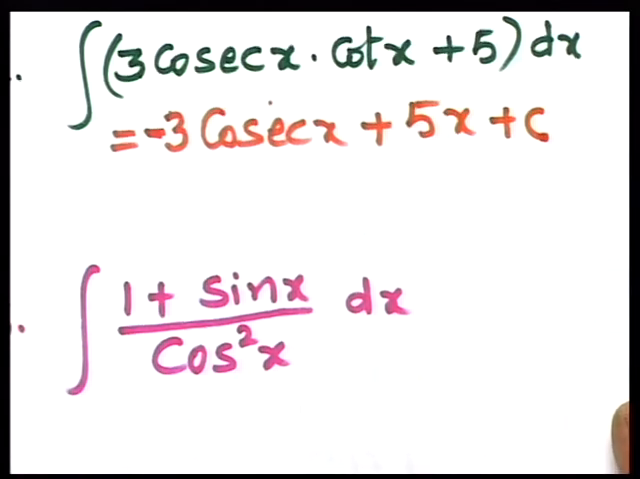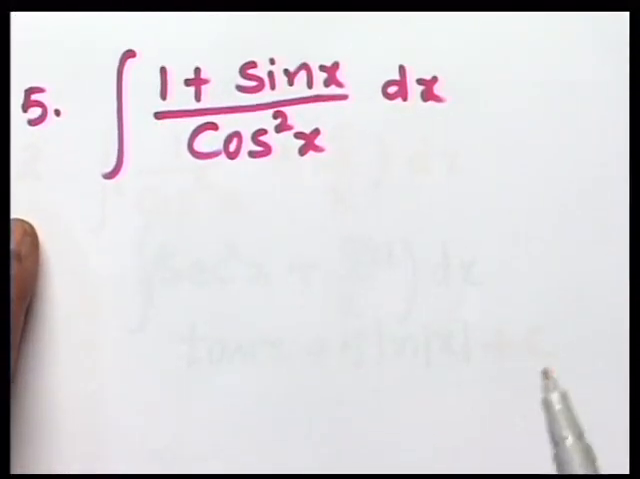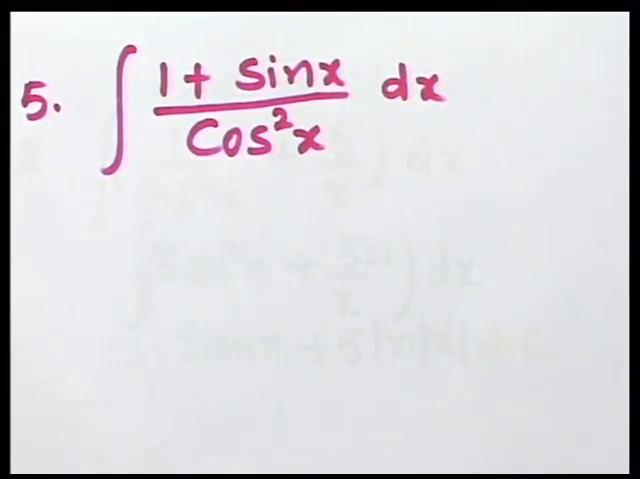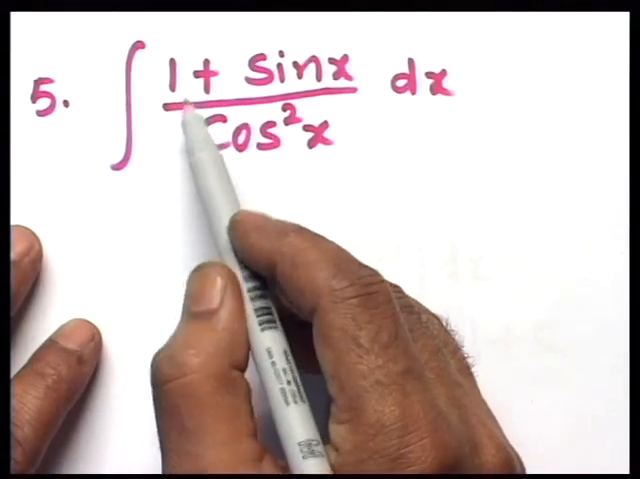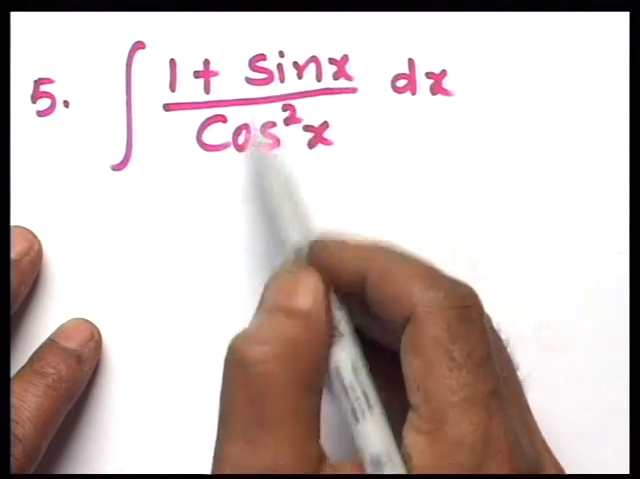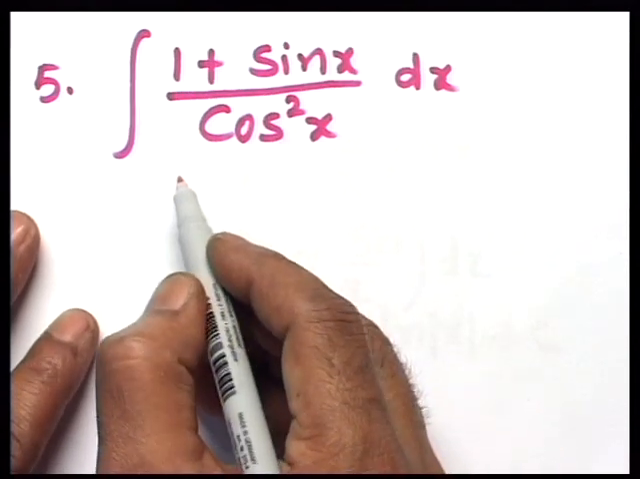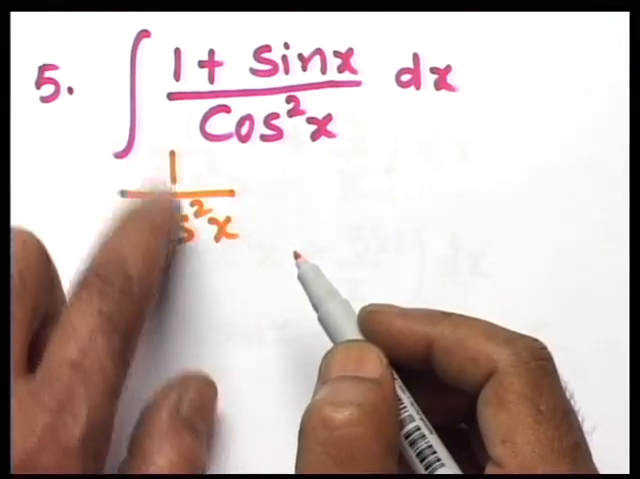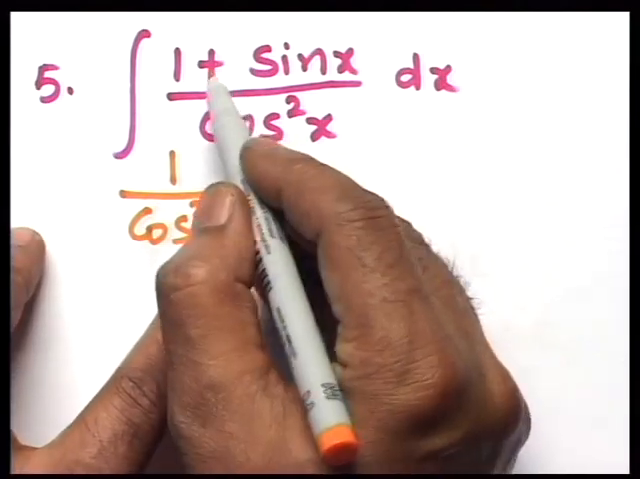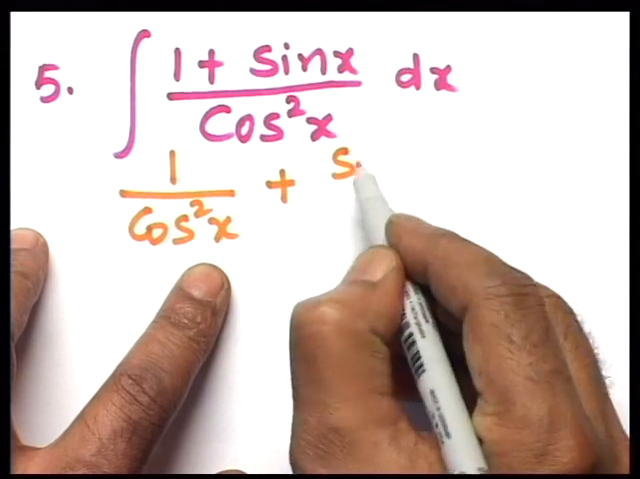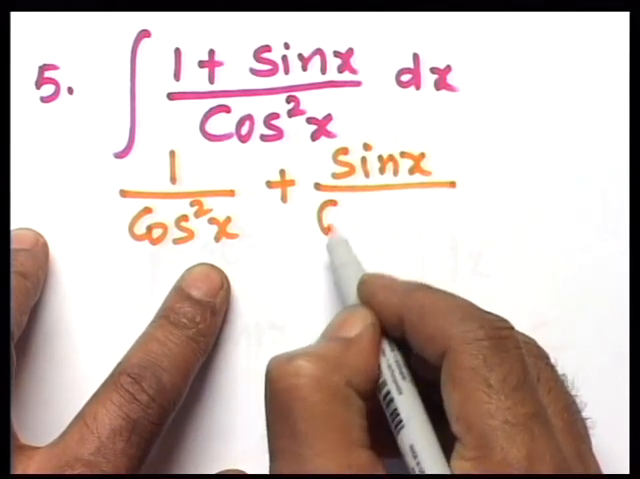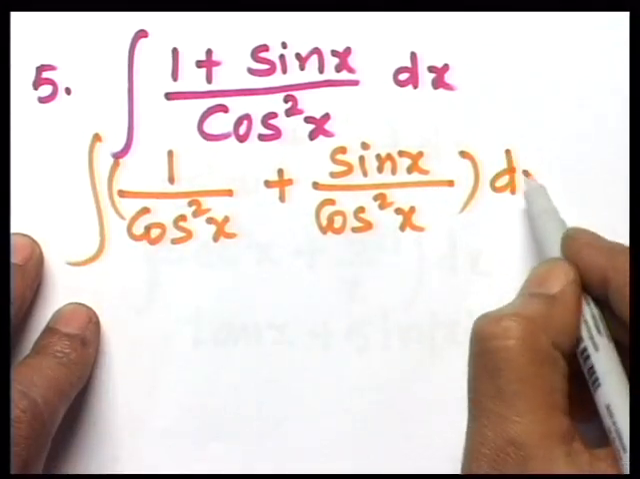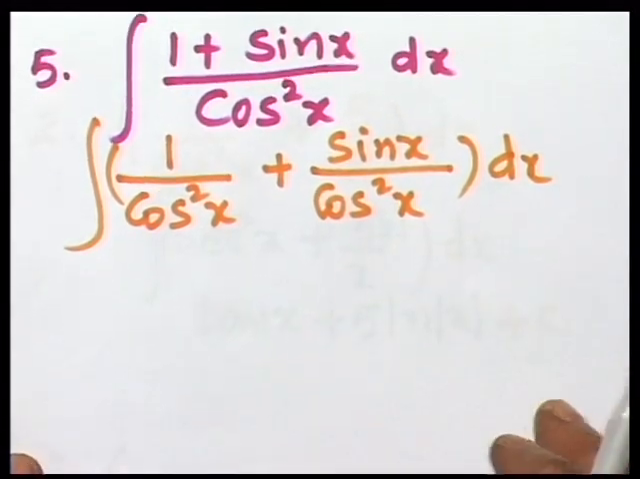That's pretty straightforward. The next question is not a straightforward question. We need to convert this into standard forms. So let's see how we do that. Fraction maybe, right? Let's split the fraction. 1 over cos square x, that's nice, that becomes sec square, and we can integrate. Plus sin x over cos square x. That's how we split the fraction first. Inside the bracket, please, integration and dx. We did not integrate, okay? That's very important to know. We didn't integrate.